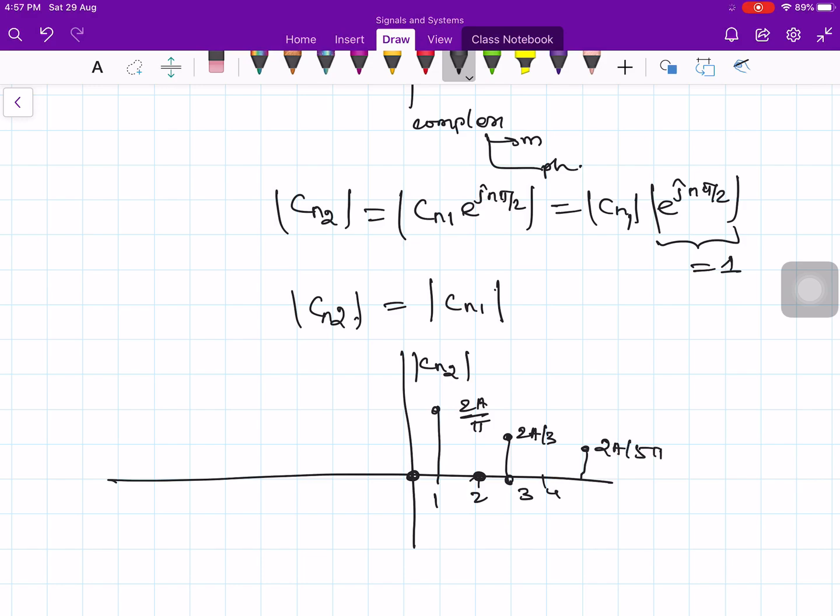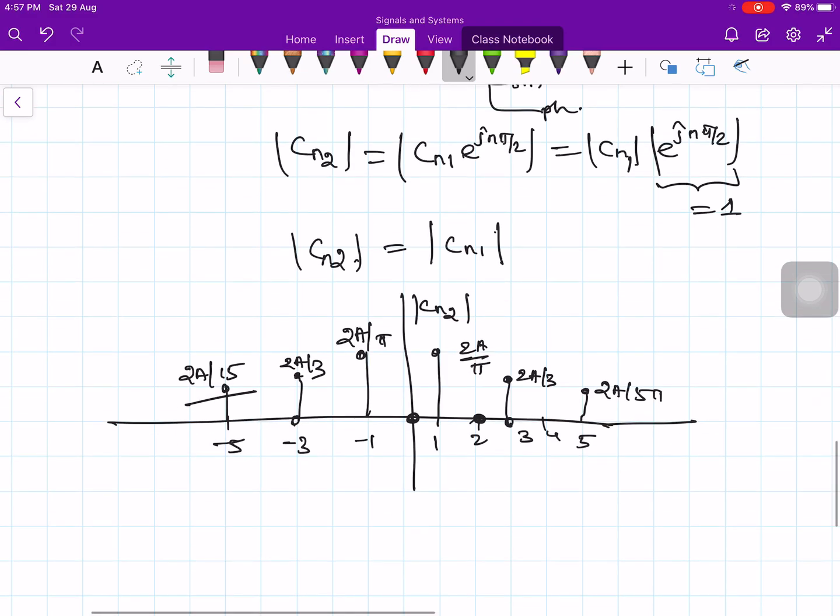pi, and so on. Similarly, on the negative side also, for minus 1, again 2a by pi. At minus 3, 2a by 3 pi. At minus 5, it is 2a by 5 pi. That's it. So the magnitude spectrum remains unchanged. Okay, so the magnitude spectrum is the same as that of x1 of t. So the magnitude spectrum of Cn2 and the magnitude spectrum of Cn1 are identical. No change.